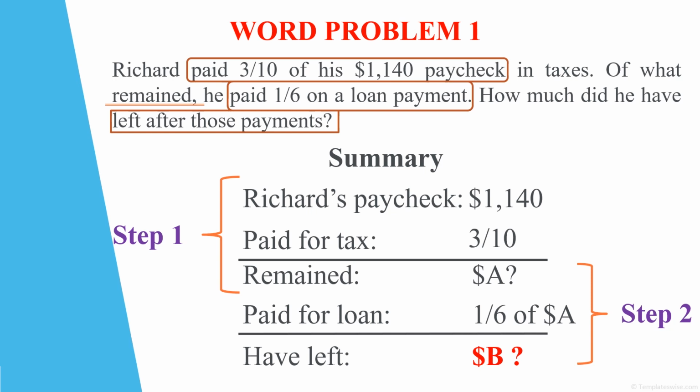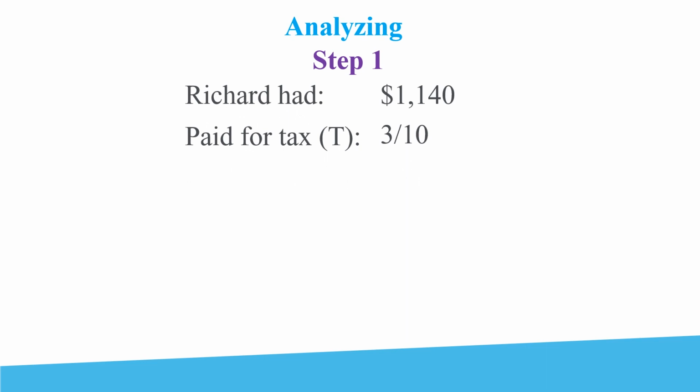So this is the summary, and our first step is going to find out how much money does Richard have after paying the taxes, and our second step and last one is how much money does he have after paying the loan. Okay, let's start with our first step. So, first step, Richard had a $1,140 paycheck, taxes is 3/10.